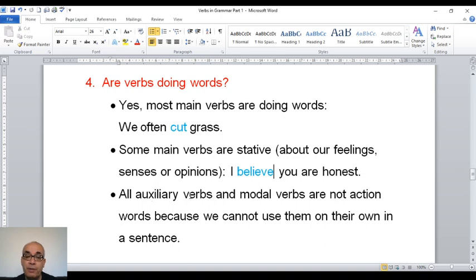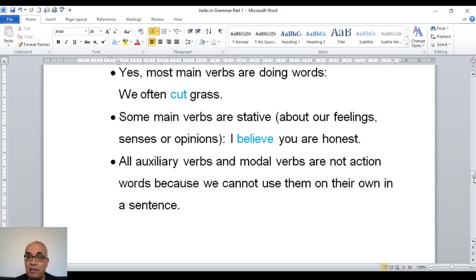All auxiliary verbs and modal verbs are not action words. Why? Because we cannot use them on their own in a sentence. So we cannot use auxiliary verbs and modal verbs on their own. All the time you need an auxiliary verb and a main verb. That is why there is no action in modal verbs and in auxiliary verbs. Again, I will explain auxiliary verbs and modal verbs on the internet, but this is basic information for you.